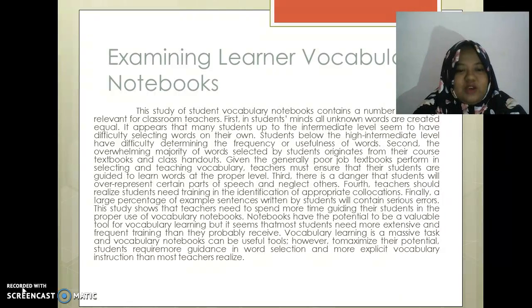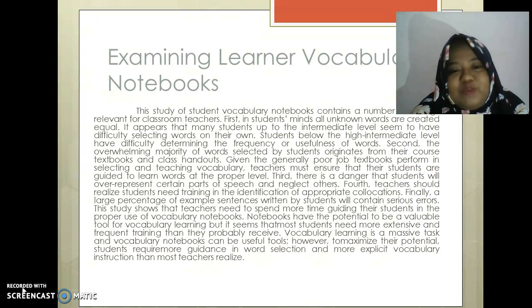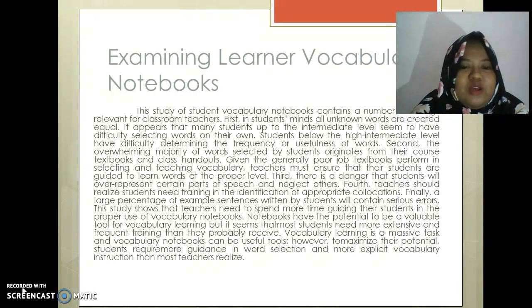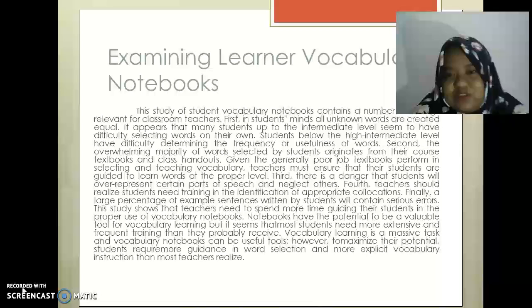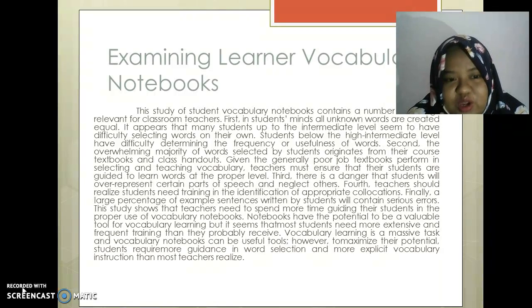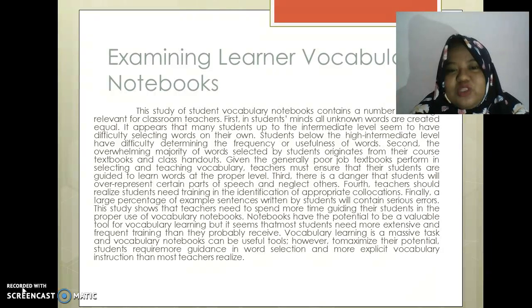And next is Examining Learner Vocabulary Notebooks. Still about the potential of non-native speakers, non-English speaker students. The study of students' vocabulary notebooks contains a number of indices relevant for classroom teachers. First, in students' minds, all unknown words are created equal. It appears that many students up to the intermediate level seem to have difficulty selecting words on their own.